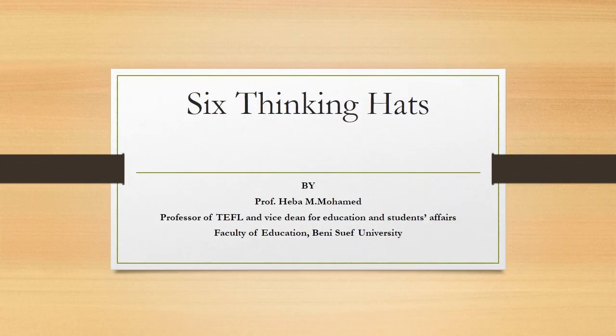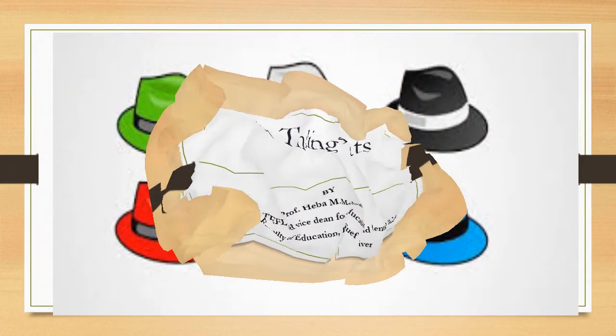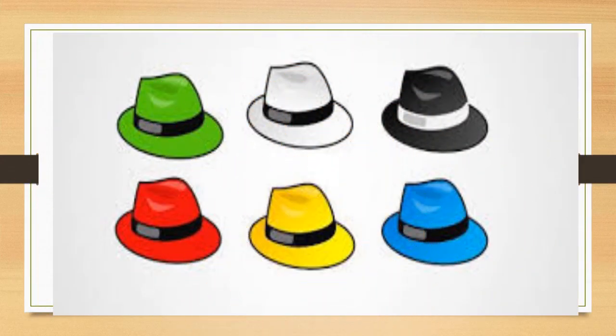Today's lecture will be about the six thinking hats. What are the six thinking hats? Let's see. Look at this picture. It's a picture of six hats with different colors. We have a green hat, a white hat, a black hat, red, yellow, and blue hats. What are those hats for?